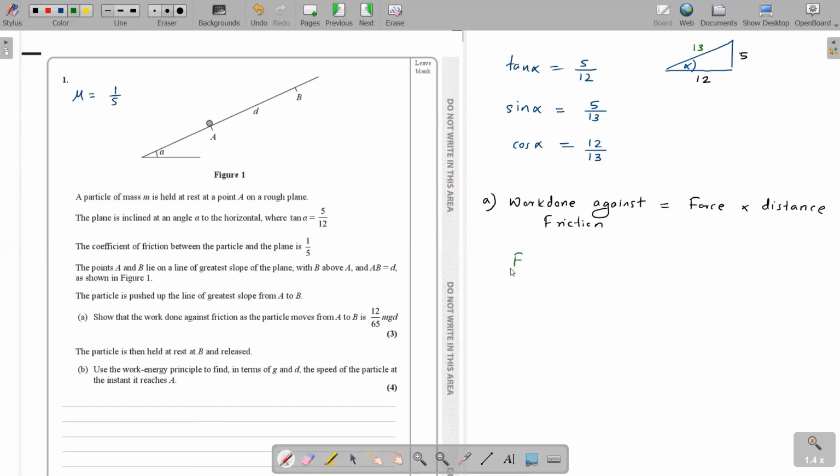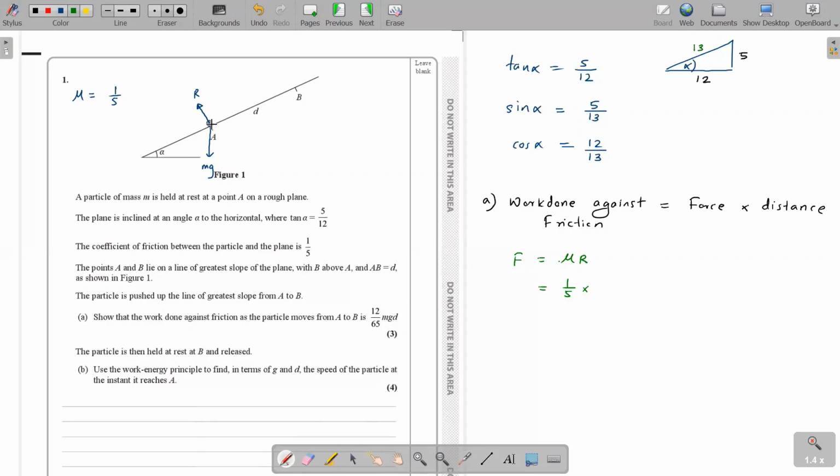Friction is equal to what? Friction equals mu R, because we have the maximum friction since our object is moving. Mu is given to you. Mu is 1/5. What about the normal reaction? You all know the normal reaction here. So this is the mg. The weight is mg. So normal reaction is equal to what?